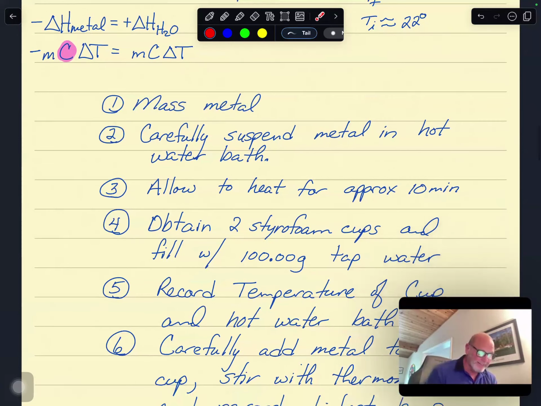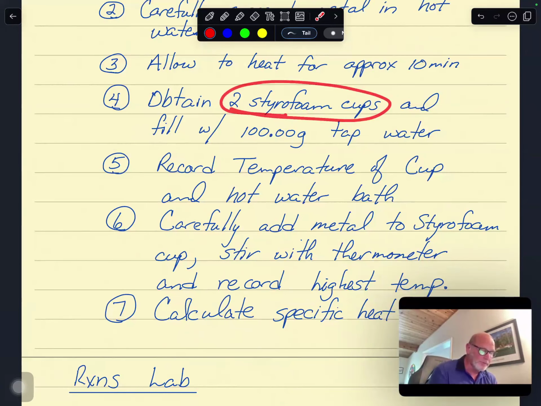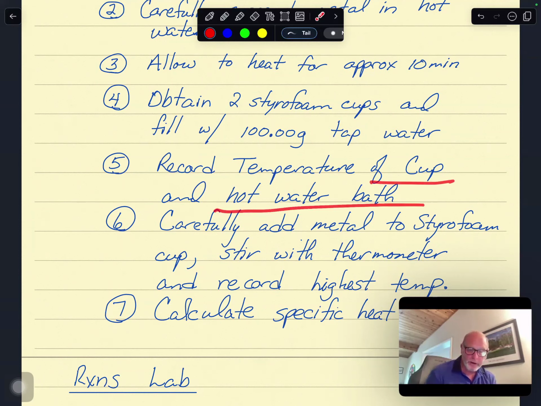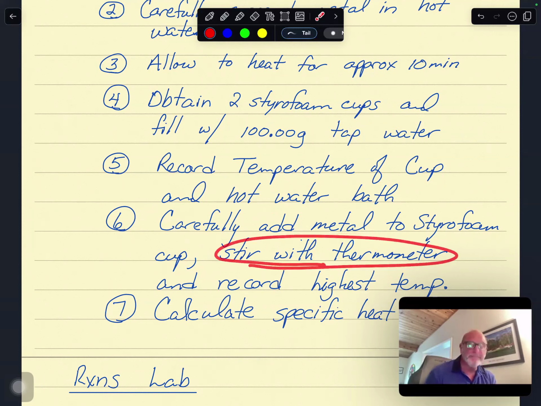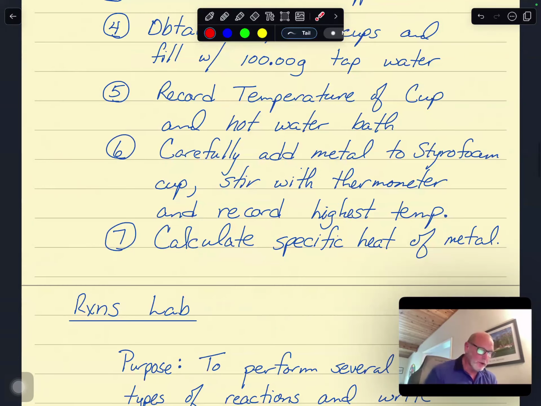While that's heating, obtain 2 styrofoam cups, get 100 grams of tap water in there. Then record the temperature of the water that's in the cup and record the temperature of the water in the hot water bath. That's 2 temperatures, kids. Then take your metal out, add it to the styrofoam cup, stir with the thermometer vigorously, really strong. Get that water moving around it. Record the highest temp. From that, you've got everything you need to calculate the specific heat of the metal. Those calculations are in your notes.